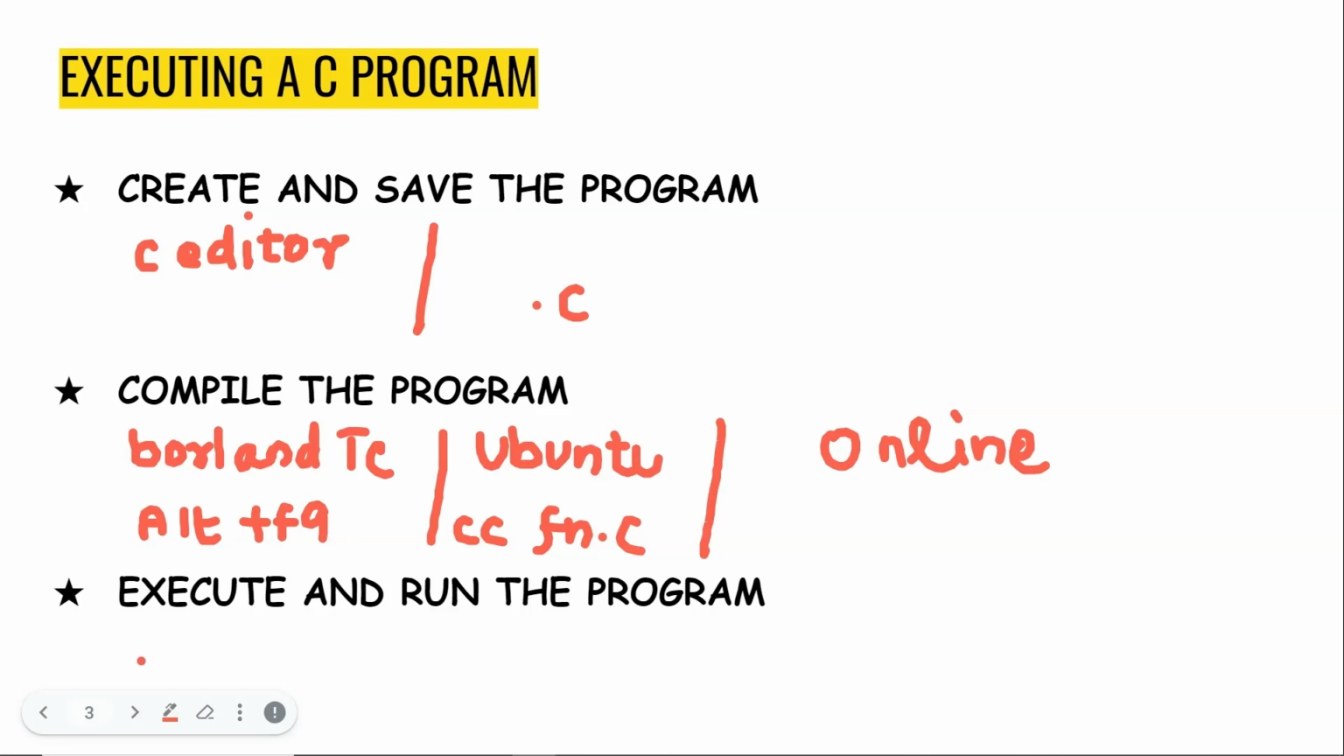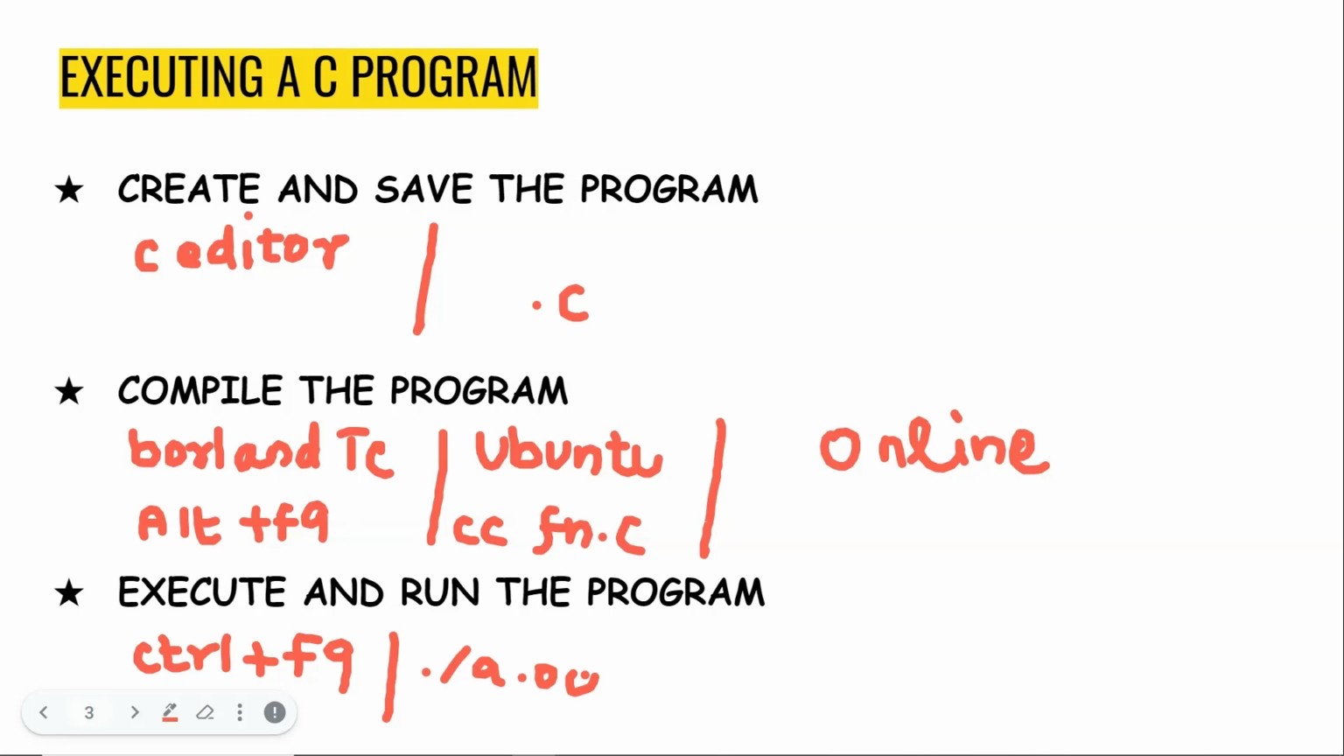Suppose you are using a compiler in Windows, Borland TC, you just press Ctrl plus F9 for running the program. If there is no error, then you will get the output. Similarly, if it is in Ubuntu, you have to type at the command prompt ./a.out. So that will give you the output.